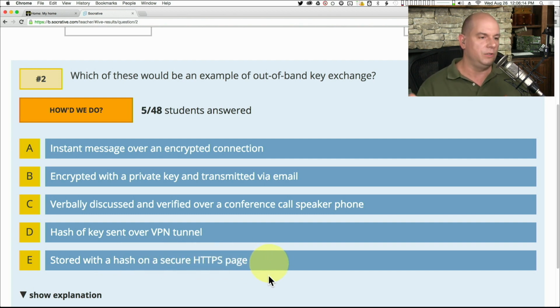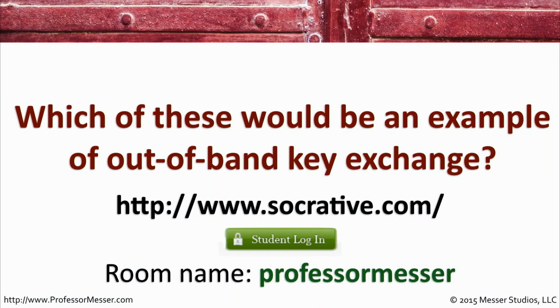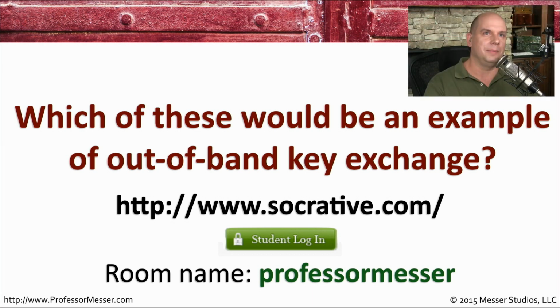It's got to be one of these. One of these is going to be an example of out-of-band key exchange. And really, there's only one example here. So lock in your answer if you think you know what the answer is. Go to Socrative.com, to the room name Professor Messer. Make sure you spell it right, or you're not going to be able to see anything going on there.